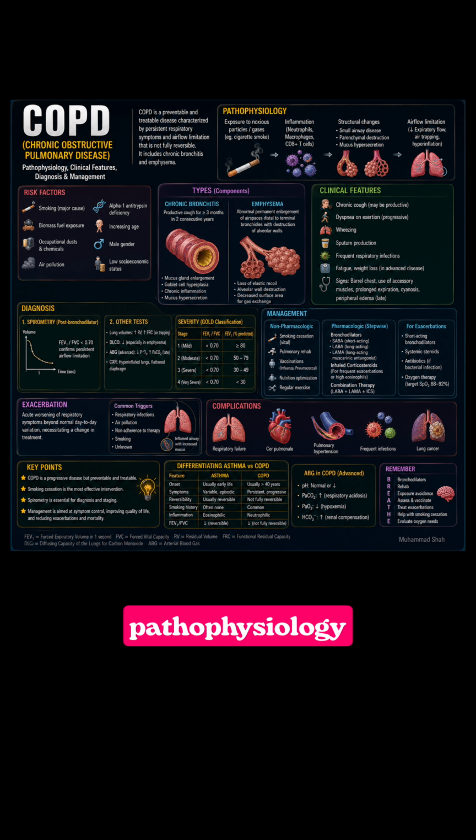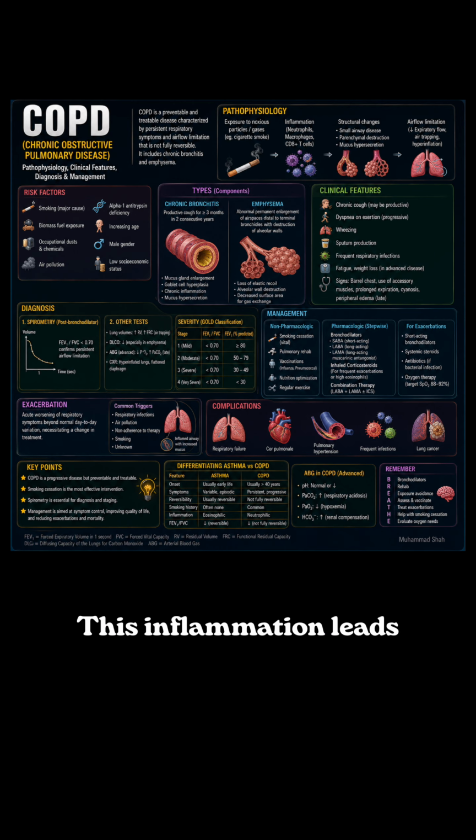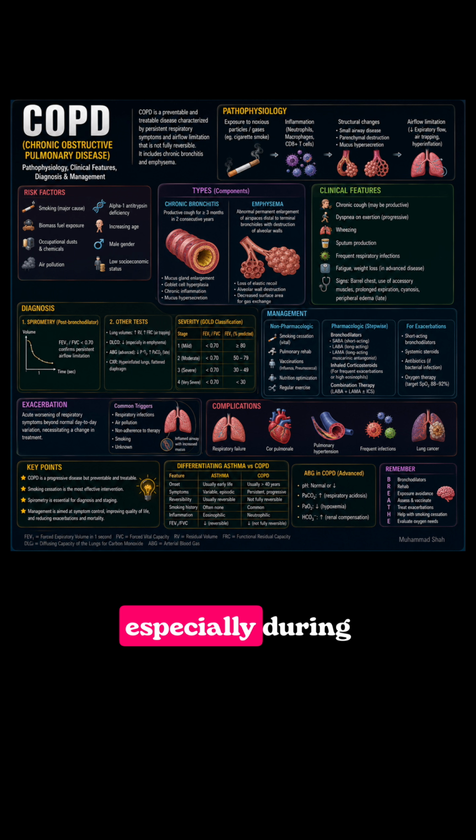Now let's understand the pathophysiology. Long-term exposure to noxious particles, especially cigarette smoke, causes airway inflammation. Neutrophils, macrophages, and CD8 T cells are involved. This inflammation leads to small airway disease, mucus hypersecretion, destruction of alveolar walls, and loss of elastic recoil. The final result is airflow limitation, especially during expiration. That causes air trapping, hyperinflation, and progressive shortness of breath.